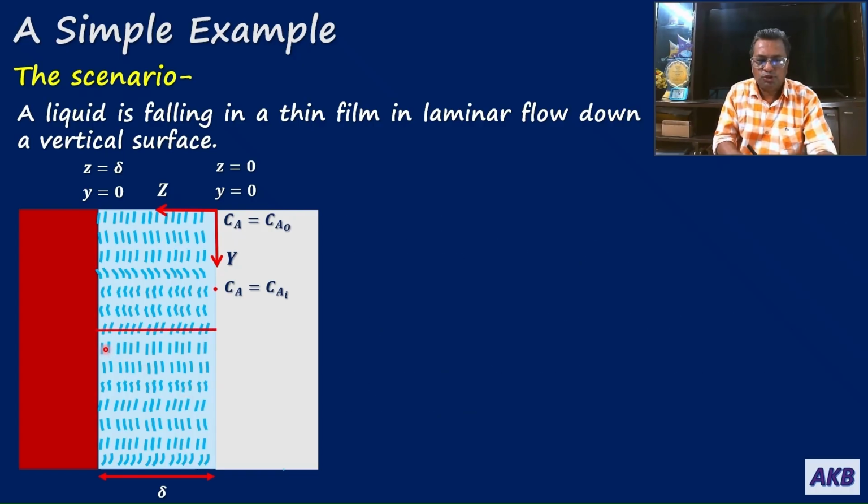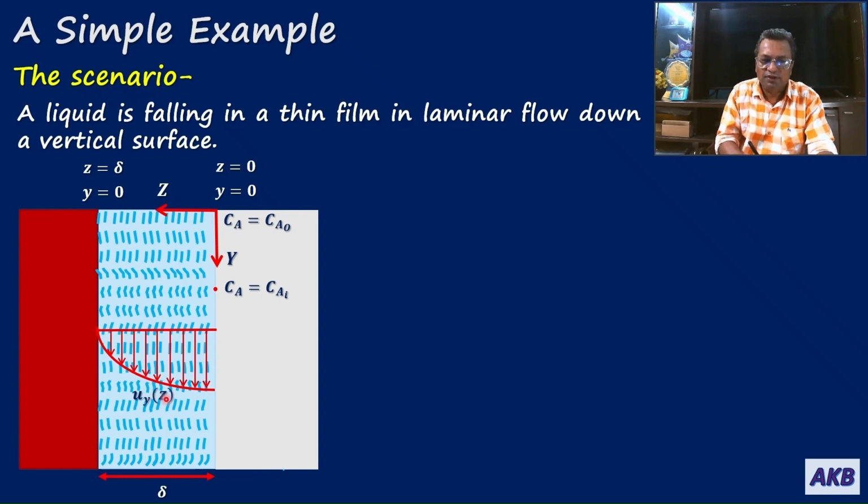Now what I am showing is the velocity profile, how the velocity in the y direction changes with z. So this is uy as a function of z. As you move away from the surface, the velocity decreases, and when you are at the solid surface, velocity becomes 0.